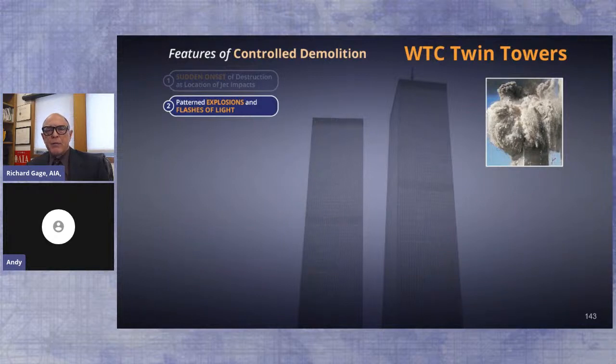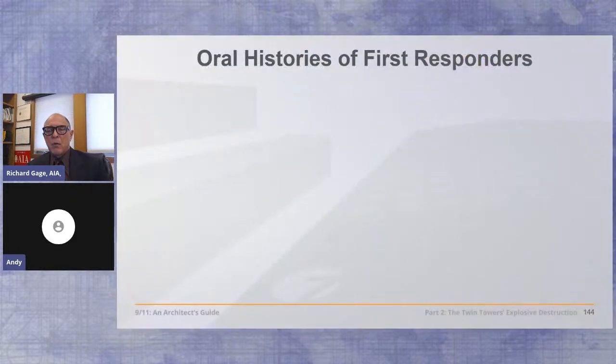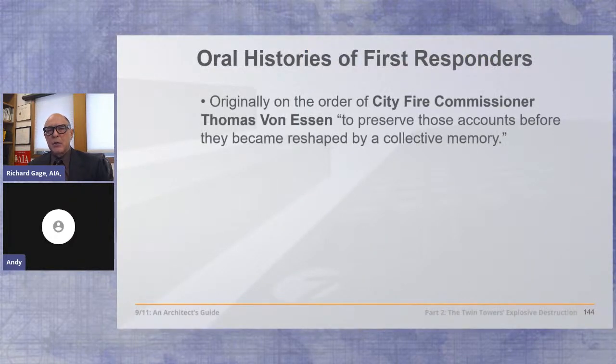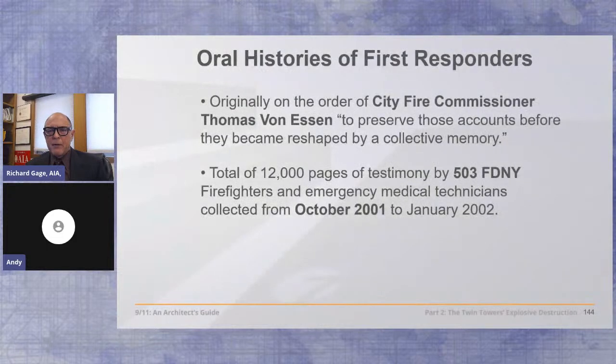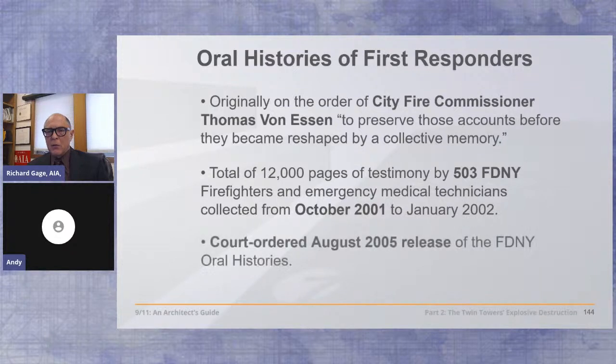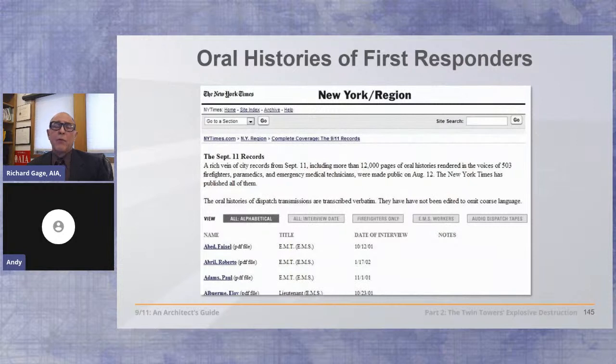Is there patterned explosions and flashes of light heard and seen by witnesses? Well, let's go to the oral histories in which City Fire Commissioner Thomas Von Essen commissioned the oral recordings of 500 of his first responders a month after 9/11 in order to preserve the accounts before they became reshaped by a collective memory, which they have anyway. But had anybody had the opportunity to read this in the first 4 years, which they couldn't because New York City was not releasing this information. And so the New York Times sued them. And finally, the New York State Court of Appeals forced them to release it to the New York Times, and they published these accounts.